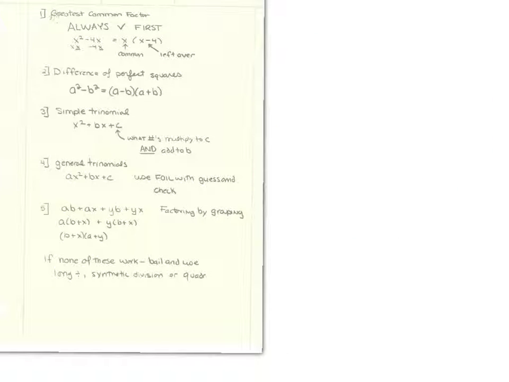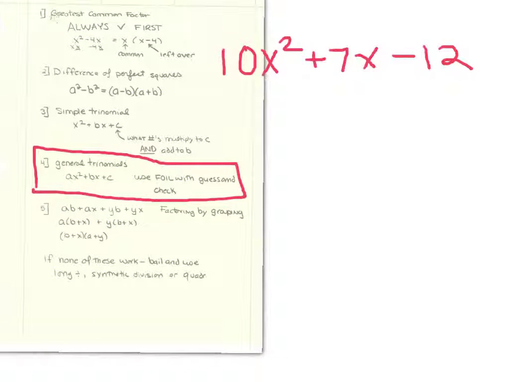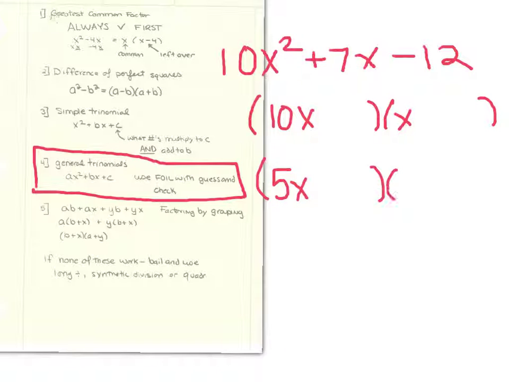Most students that have a really hard time graphing tend to get stuck on problems that are general trinomials like this. And so I want to talk about how to use FOIL with guess and check. This problem, you don't know if it's going to be 10x times x or if it's going to be 5x times 2x to get the first term.